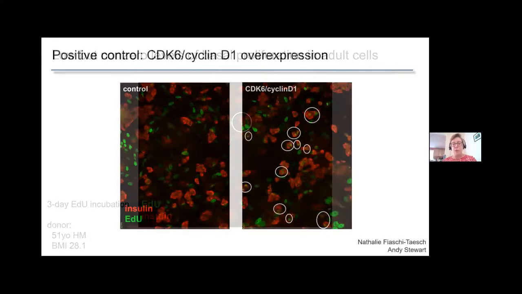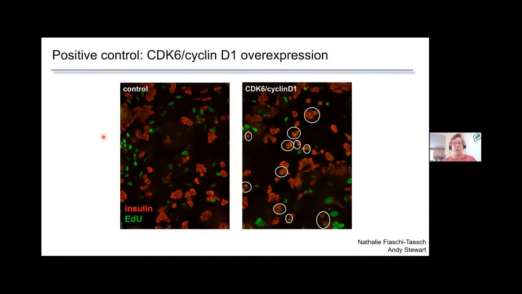In the past, we worked with Andy Stewart's lab also to overexpress, for example, CDK6 and cyclin D1, just to show, look, we can make these beta cells proliferate. CDK6 is not what we want to use, but it's a detection positive control in our system, and allows us to say, hey, we can detect beta cell proliferation, and these cells are capable of responding. So if we're going to find a compound that does exactly this, we should be able to detect it.